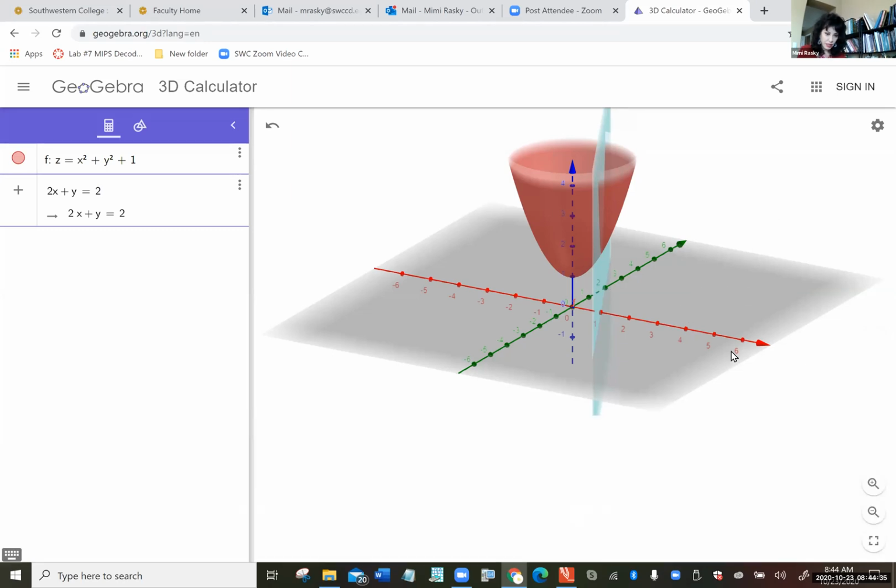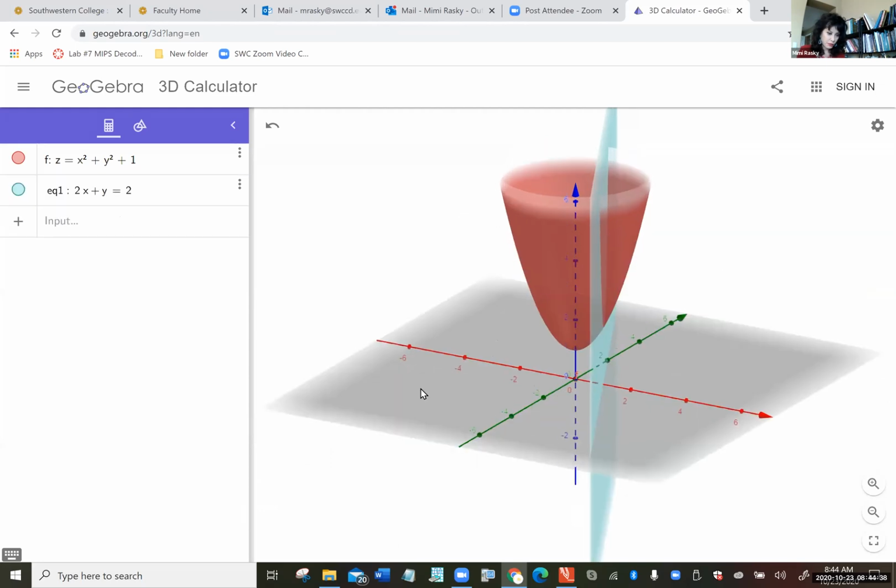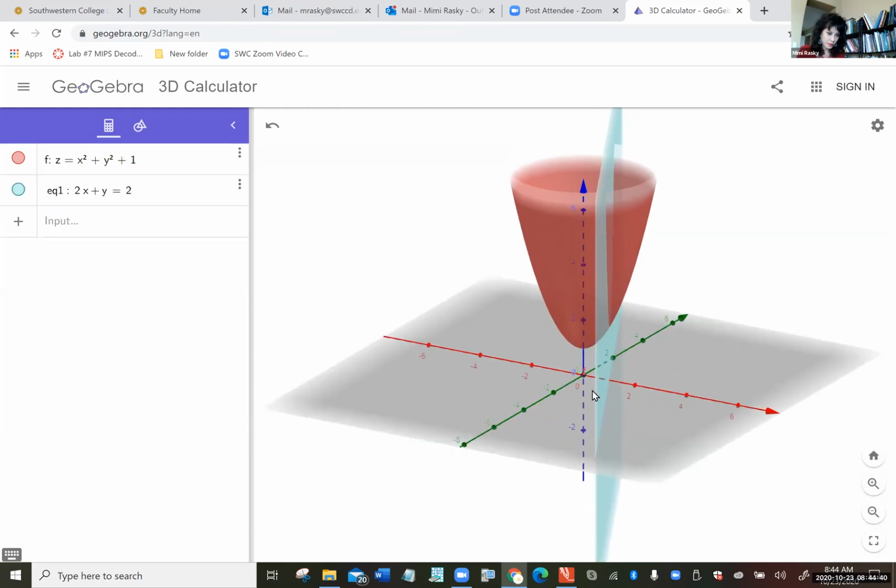Now it looks here like the first octant is located in the back side here. I don't know how to rotate this a little bit. I can rotate it now a little bit. Yeah, come on, rotate now.